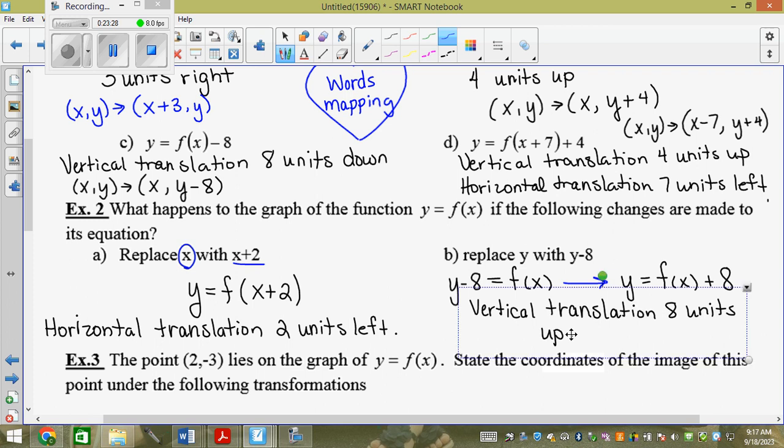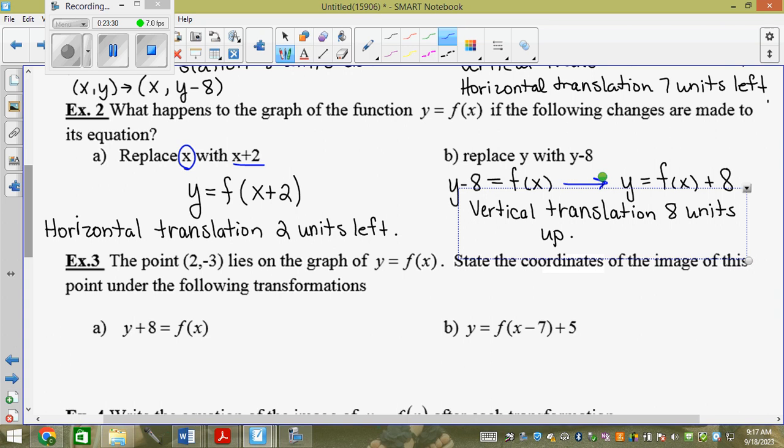Now this one here says the point 2, negative 3 lies on the graph of y equals f of x. State the coordinates of the image point. If I'm moving a point, what should I use? Mapping, mapping, mapping. If I'm moving a graph and moving multiple points, I use mapping. So what's the very first thing I should do here? Yeah. So I should get y equals f of x minus 8.